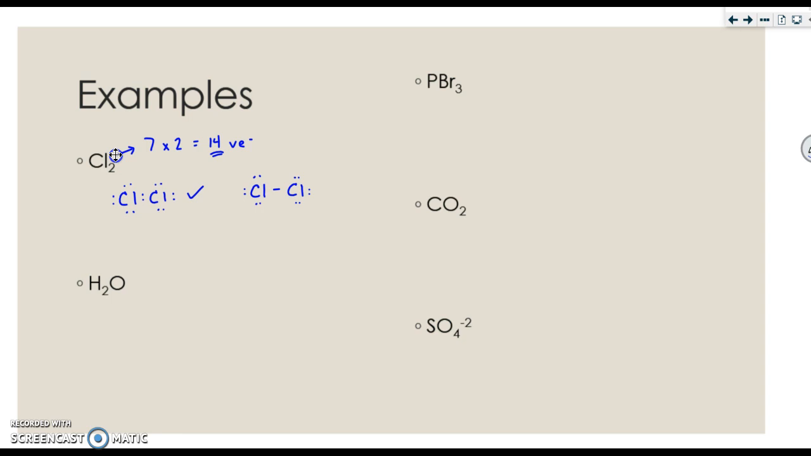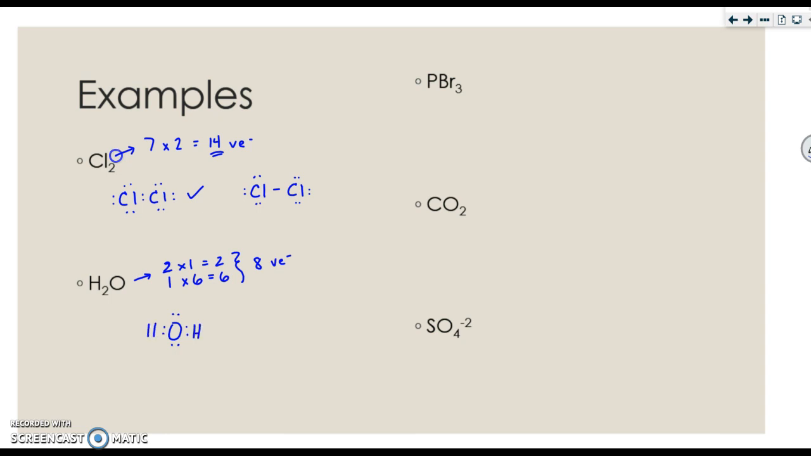In our next example, water, we're first going to figure out the total number of valence electrons. There are going to be 2 H's, and they each have 1 valence electron for a total of 2. There is 1 oxygen, and it has 6 valence electrons. So when I add these together, I get 8. I have to then determine what element goes in the middle. I have 1 oxygen, so it's going to go in the middle. I'm going to, again, complete my octets. And I'm going to draw in my H's.